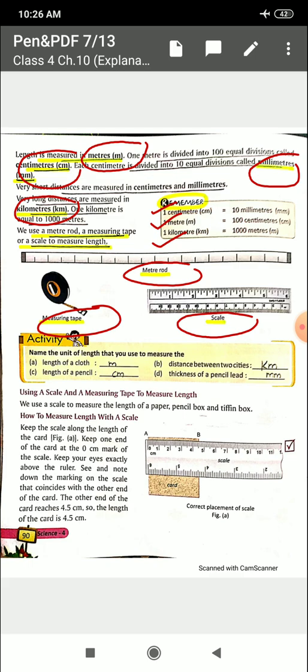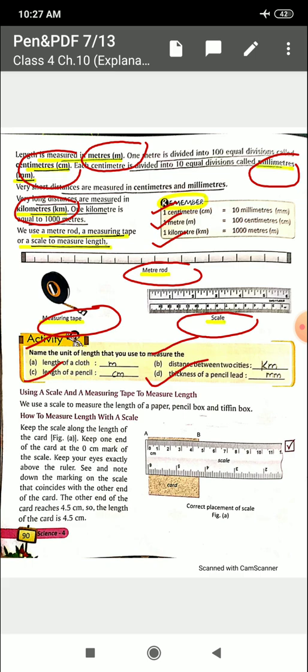Name the unit of length that you use to measure the length of a cloth. Meter. Distance between two cities. Kilometer. Length of a pencil. Centimeter. Thickness of a pencil lead. Millimeter. So we use different units to measure length. Millimeter and centimeter are used to measure very short lengths, and kilometer is used to measure long distances.